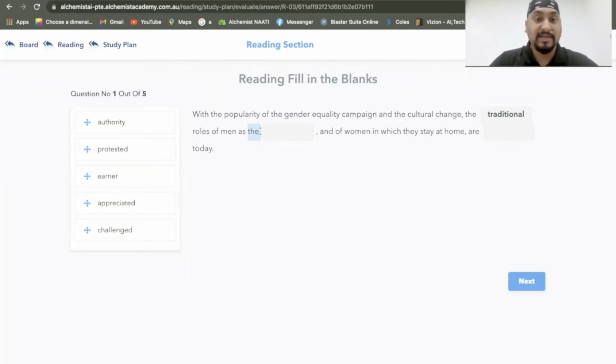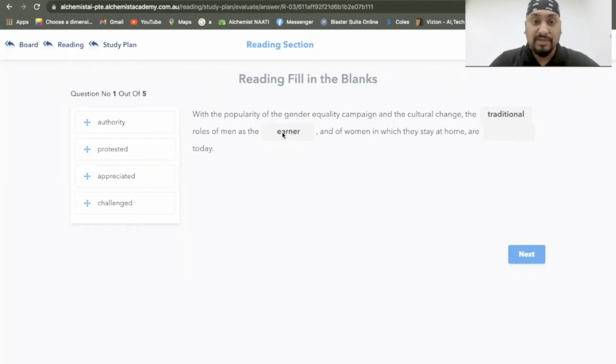Okay, as the dash. After the word the, you also need a noun. So you have the word authority. You have the word earner. So I cannot put these verbs in there. So in this case, I cannot say as the authority. It doesn't sound correct. I would say as the earner.